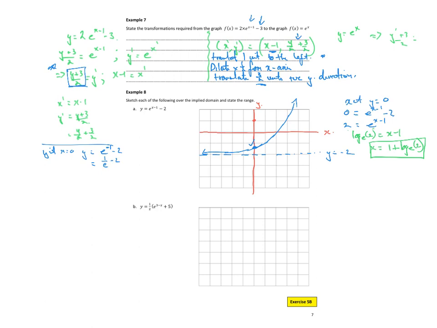What we do need to do though is state a domain and range. So again, the domain is clearly R, and the range is from what? -2 to positive infinity. Okay, righto, let's have a look at B. Let's just move it up a bit.